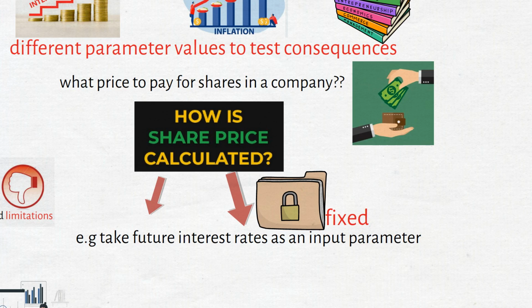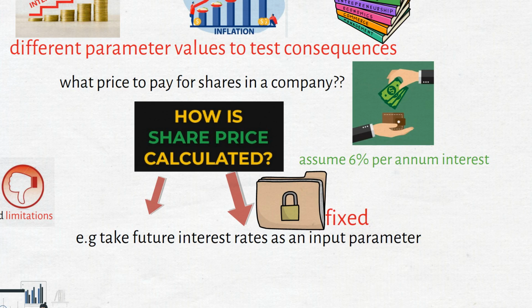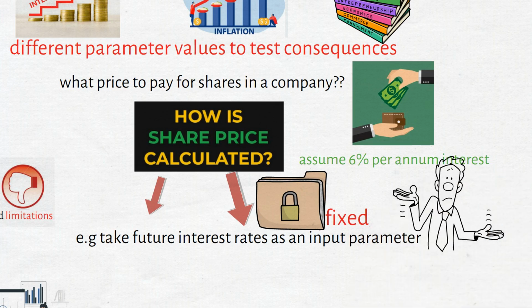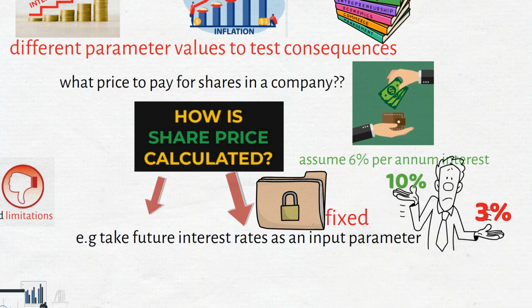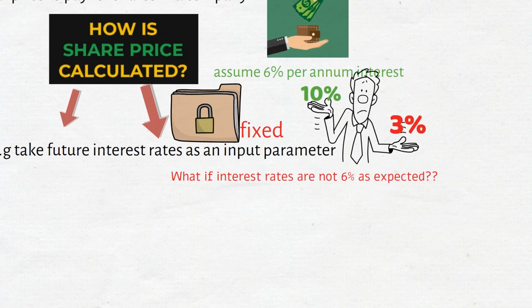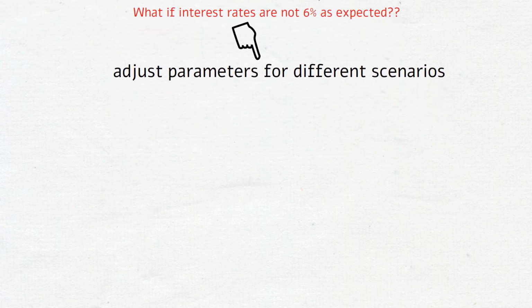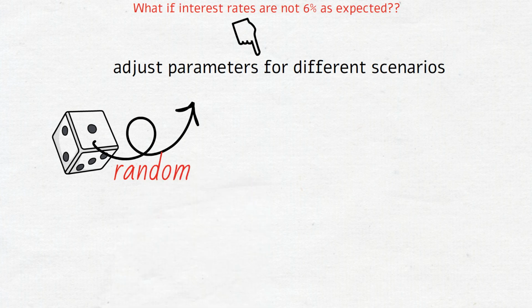For example, assuming a 6% per annum interest rate might give us one value for the share price. However, we cannot be certain that 6% is the correct input. What if interest rates rise to 10% or fall to 3%? So by adjusting the parameters in the model, we can explore different scenarios and answer questions about the potential outcomes. We can even introduce randomness to the parameters by assuming distributions. So this allows us to capture the uncertainty and inherent risk in the real world.